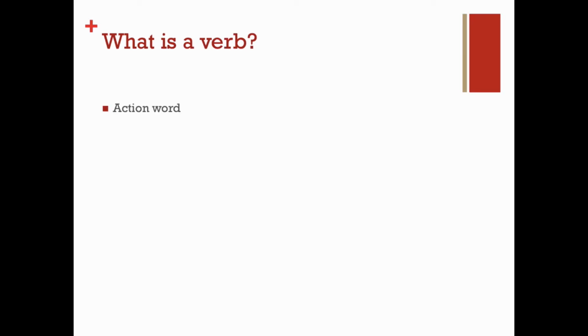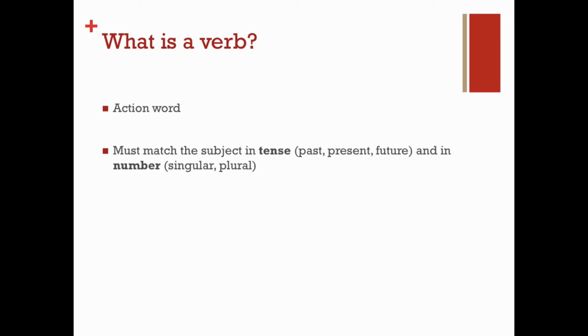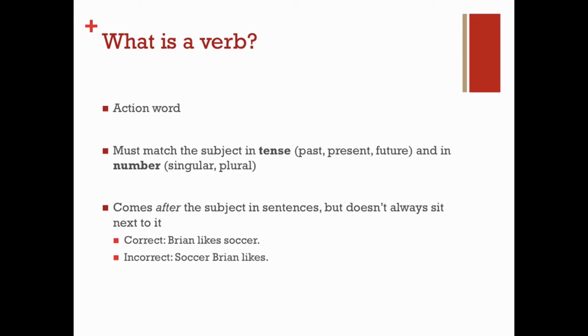Let's define verbs. Verbs are action words, and they need to match the subject in tense, so this is past, present, or future, as well as in number, so singular or plural. So with the last example that I talked about, our verb actually changed when we had singular versus plural subjects because Jane rides bikes, but Jane and Alyssa ride bikes. So that's an example of that there.